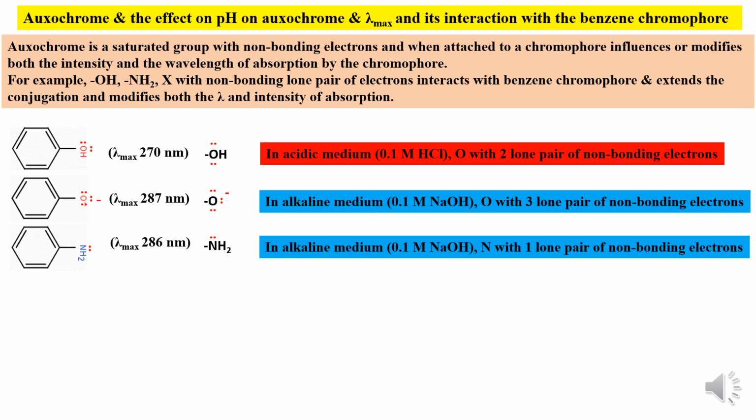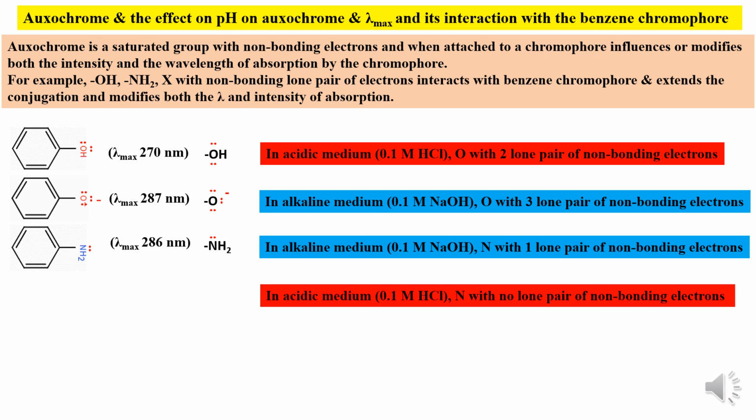So in alkaline medium, when you dissolve aniline in 0.1 molar sodium hydroxide, the nitrogen atom has one lone pair of non-bonding electrons. While in acidic medium, like 0.1 molar HCl, you find the amino group is protonated. And after protonation, the lone pair of electrons that was present on the nitrogen atom is no longer available for conjugation.